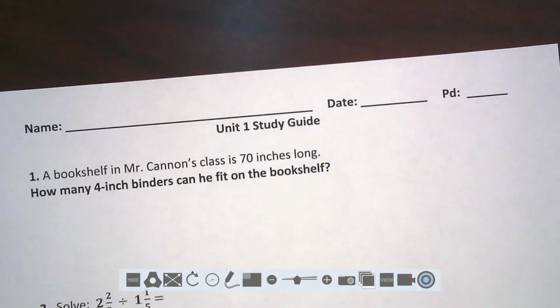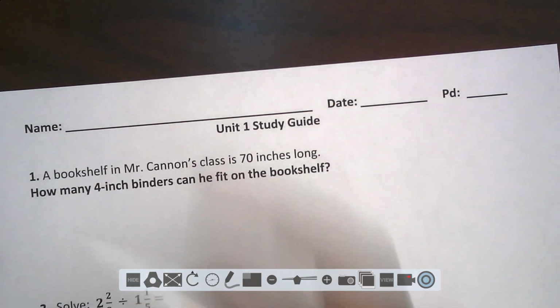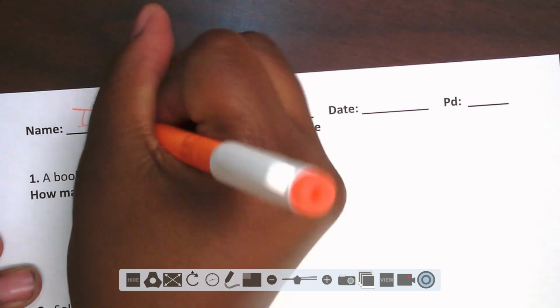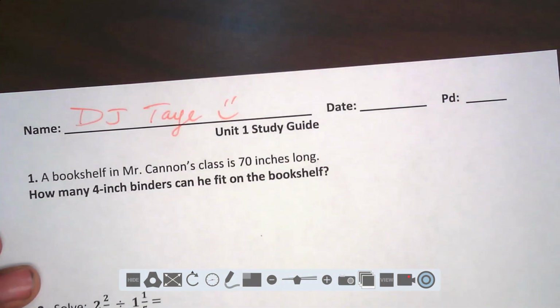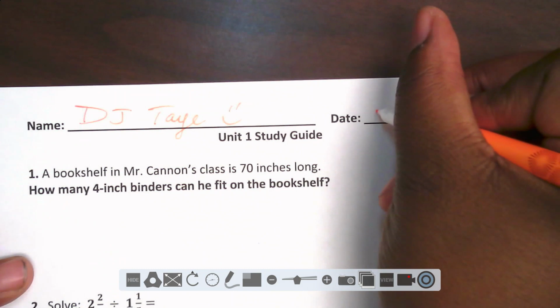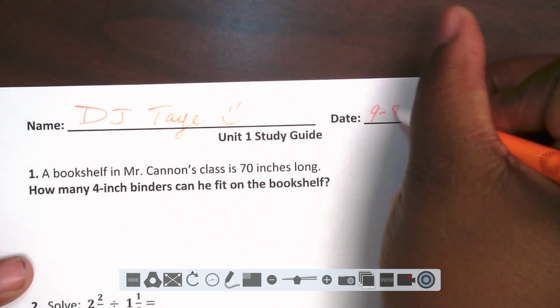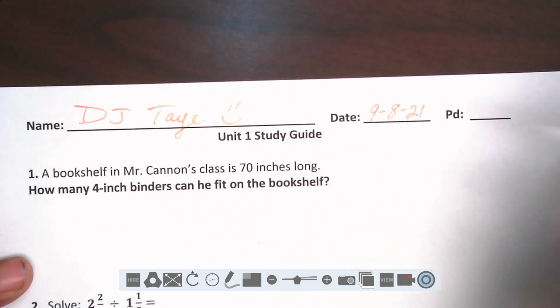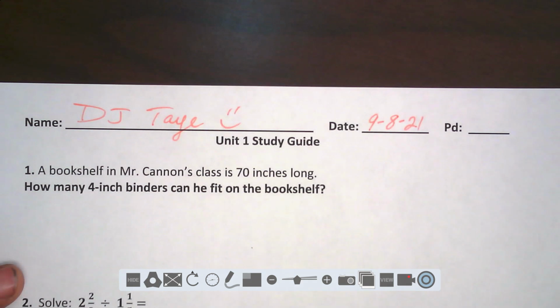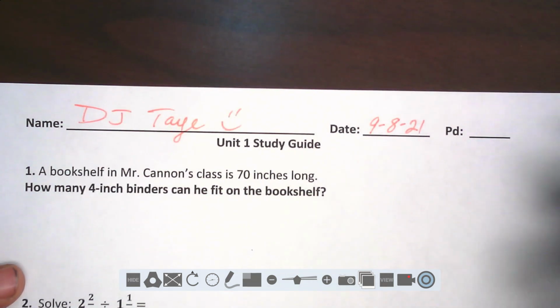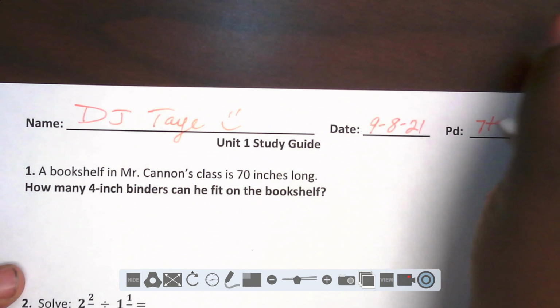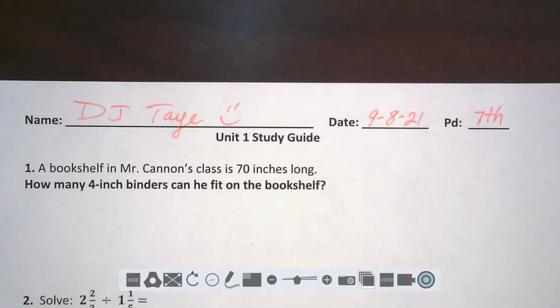As always, let's start by getting our name, date, and class period at the top. I'm DJ Tay. And today's date is the 8th. Might not be when you get to see this, but that's today's date. And let's see, which class am I going to represent? I'm going to give a shout out to my 7th period today.